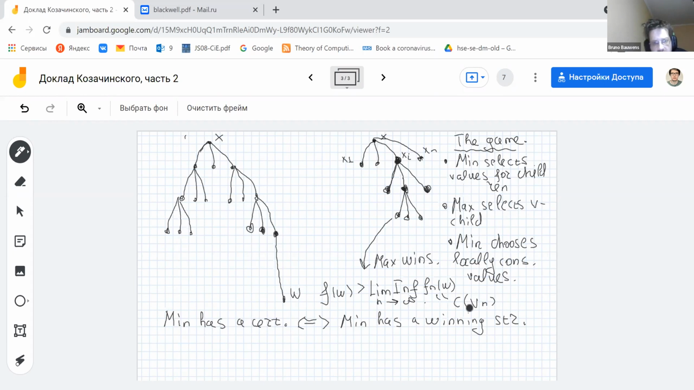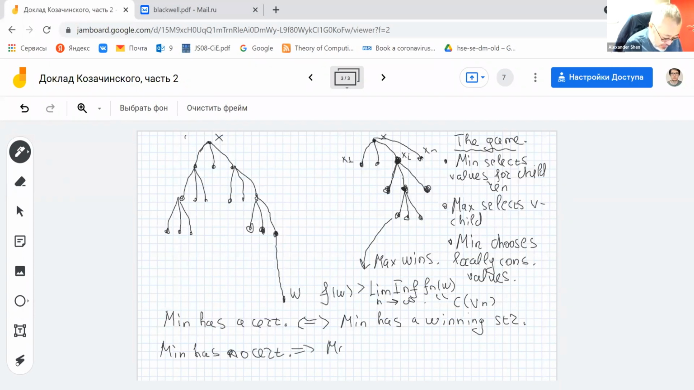So that means that in the original game, one of the two players has a winning strategy. Not the original game. Either Min has a certificate, and this is what we know, and we already know the consequences of this. Or Max has a strategy of something different, of a type which we never considered before.